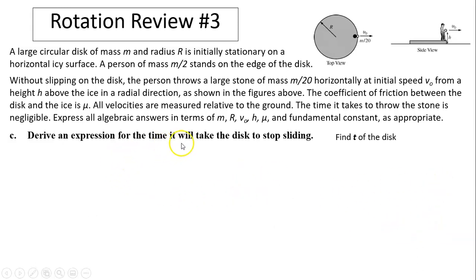Now, derive an expression for the time it takes the disk to stop. Again, to find the time of the disk. The person and the disk are a whole system together. So let's see what we know about the person and the disk. We know their mass. We know the coefficient of friction is still mu between the disk and the ice. We know the initial velocity from the last question, of the person and disk, is 1/30 v0. We also know the final velocity is 0 because it comes to a stop.